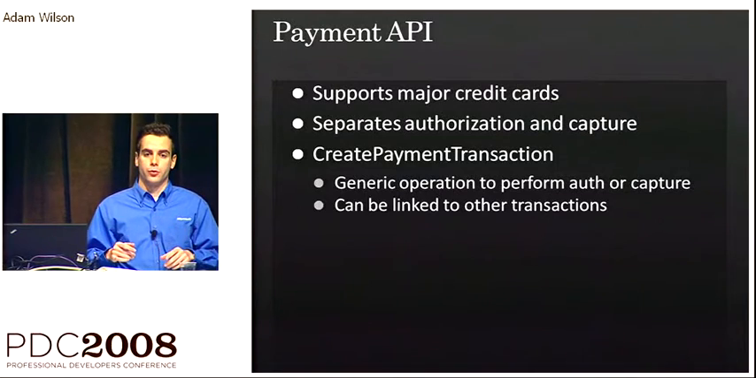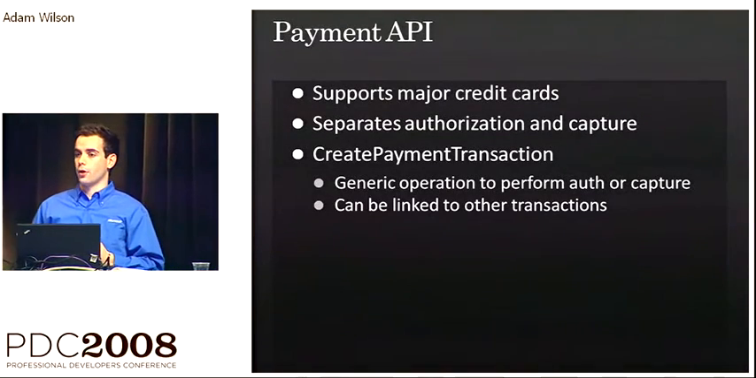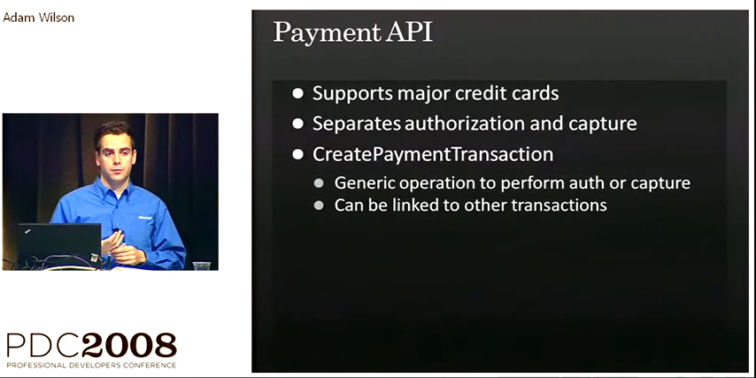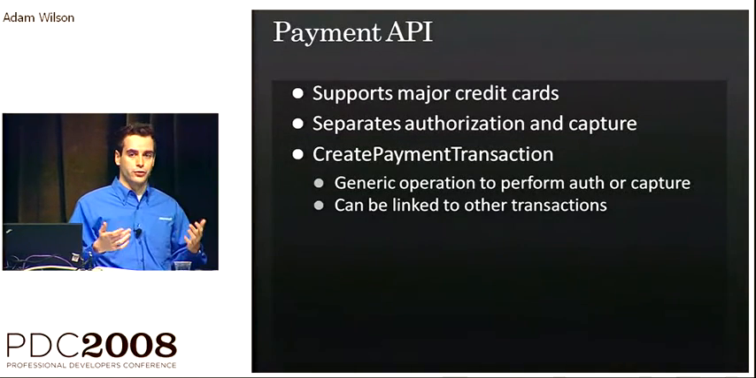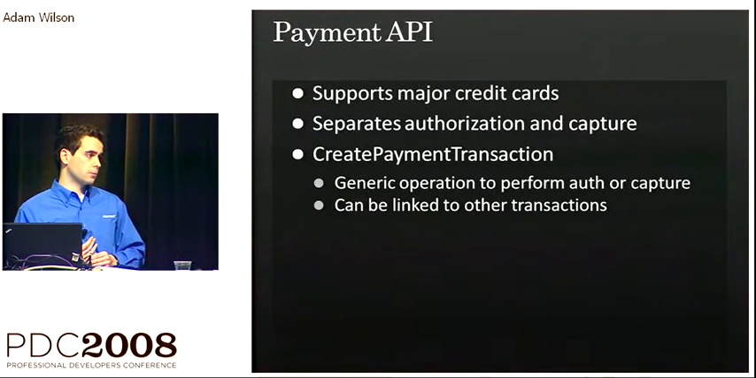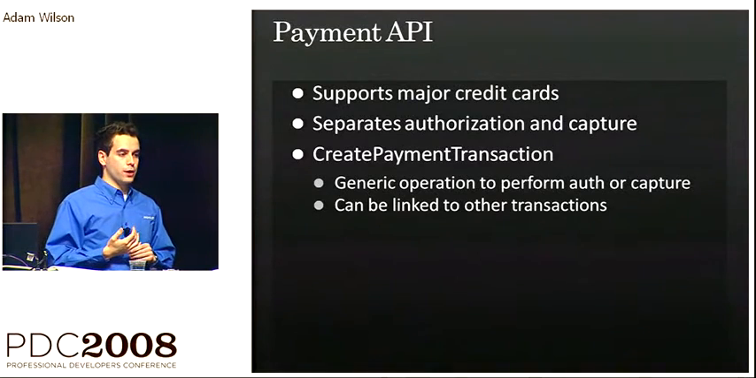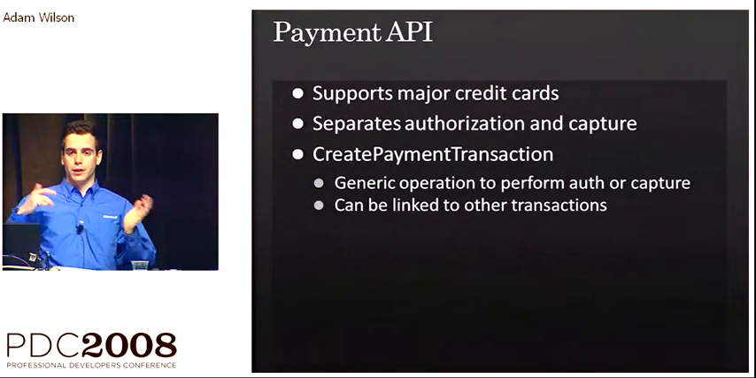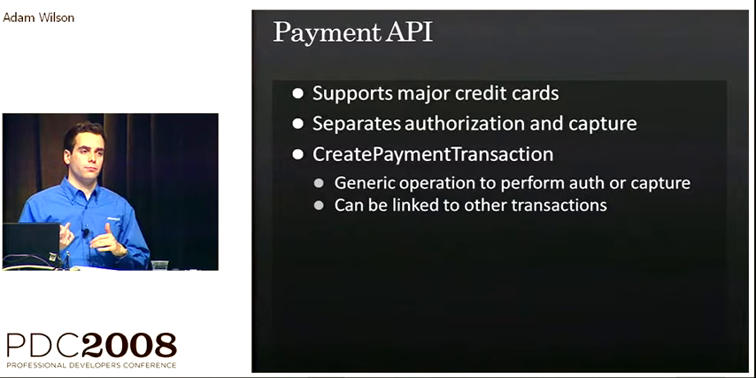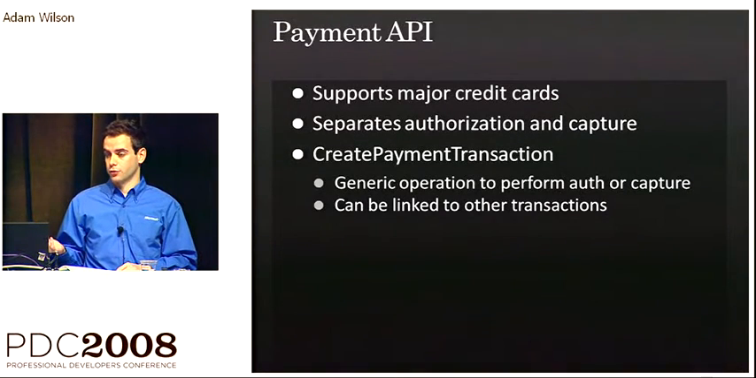So for example, when the customer actually checks out, you do the authorization. And then you do the capture on the back end when you ship the products. This is actually a regulatory requirement in a few different states, so it's something that we support as well. And our create payment transaction operation, as I mentioned, can be linked to other transactions. So you can create a capture transaction and link that to a previous authorization.